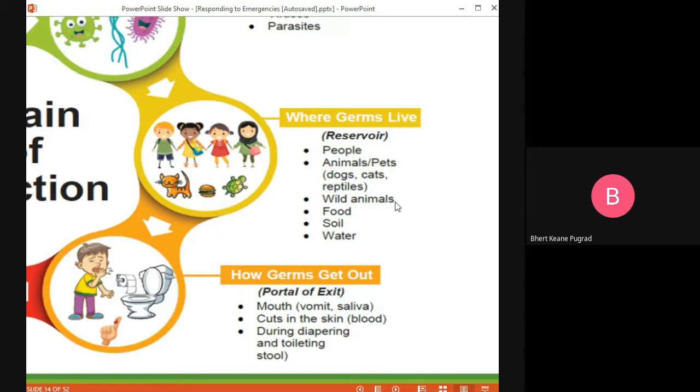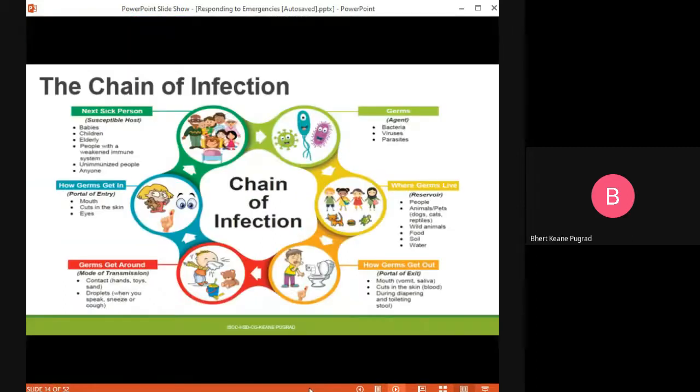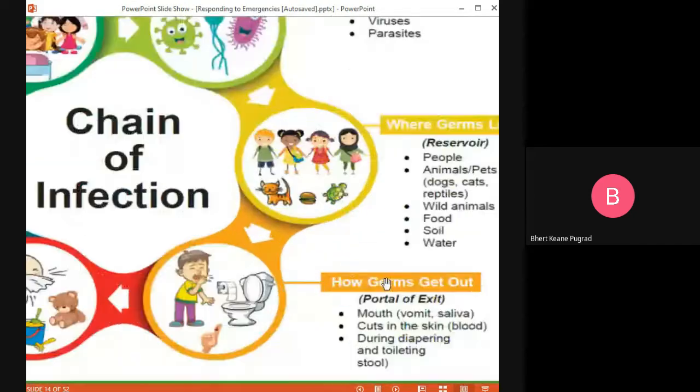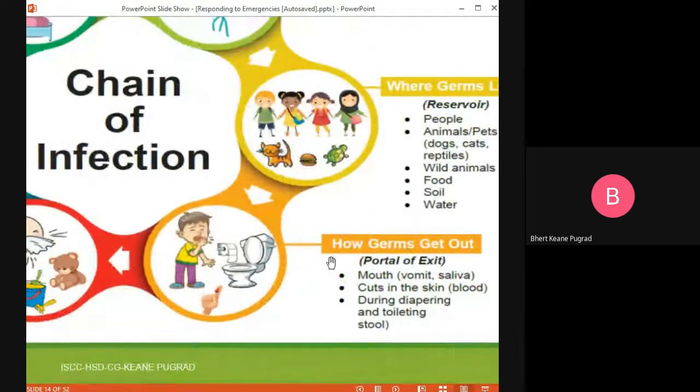So instead na yung virus na yun andun lang sa mga paniki, anong nangyari ngayon? Napunta na ngayon sa tao. Kaya na-infect na ngayon yung mga tao. Okay? So that's a reservoir. So in order for those microorganisms or infectious agents to be released from the reservoir, meron tayong tinatawag na portal of exit.